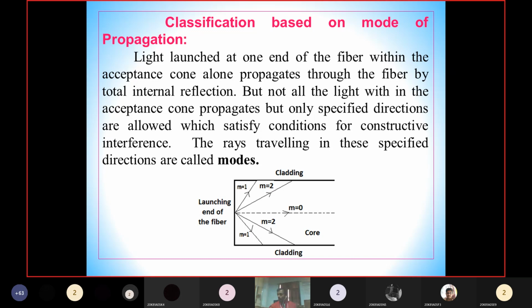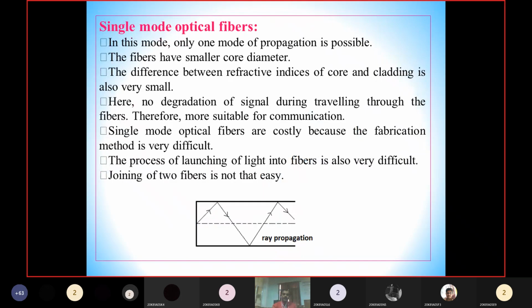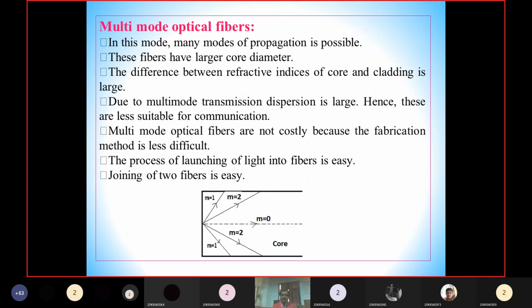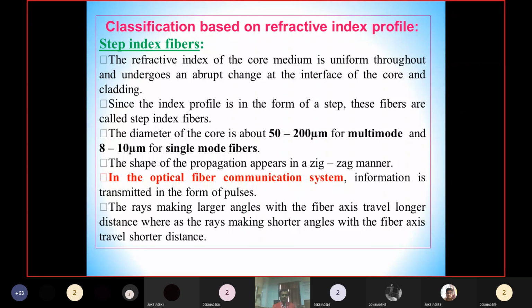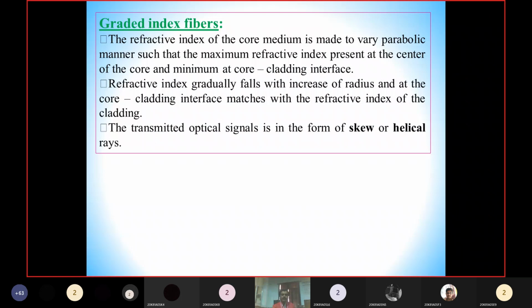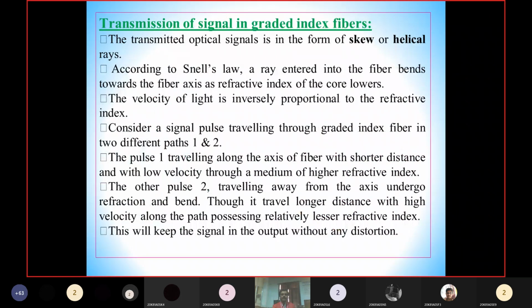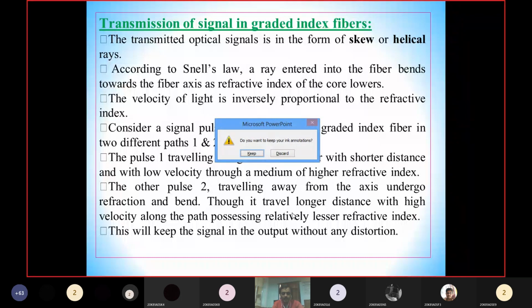First we will discuss the single mode optical fiber, and after that the multi-mode optical fibers. Then we will discuss the step index, and after that the graded index optical fiber. The remaining we will discuss in tomorrow's class.